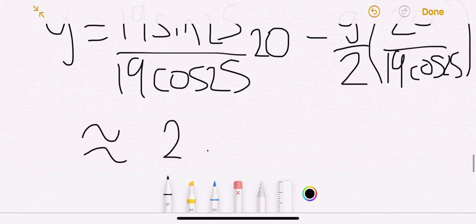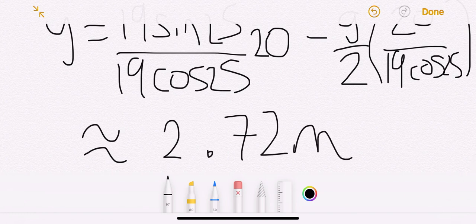that is 2.72 meters. And the last part of the question says, can she stop the ball? Well, thinking about what the height of a person is, the average height of a person is going to be about 1.65 meters probably. So that ball is at least a meter above that person.